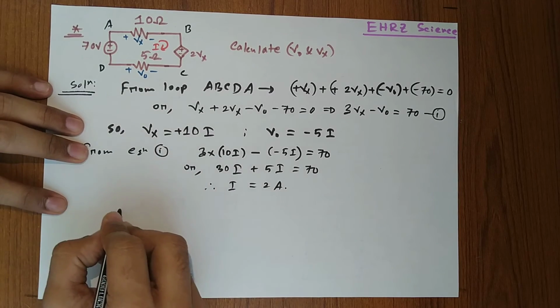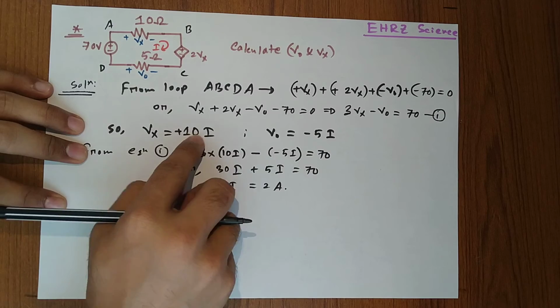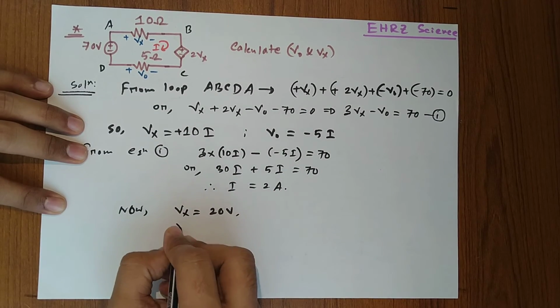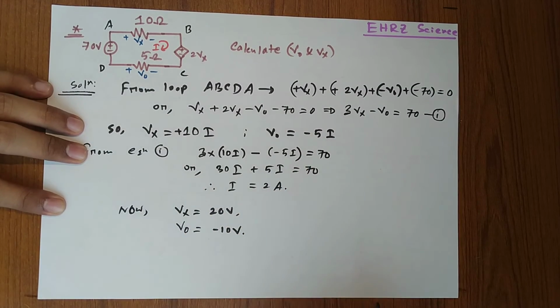Now what is Vx then? Vx is equal to 2 times 10, this is 20 volt. And what is V0? V0 is equal to 2 times minus 5, this is minus 10 volt.